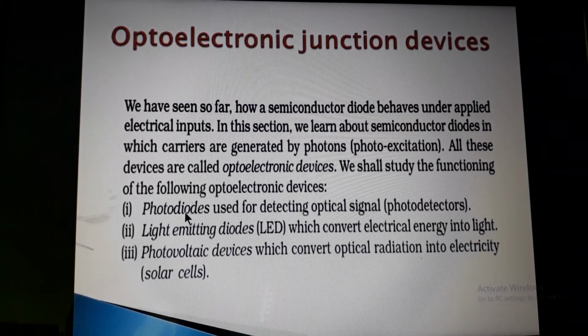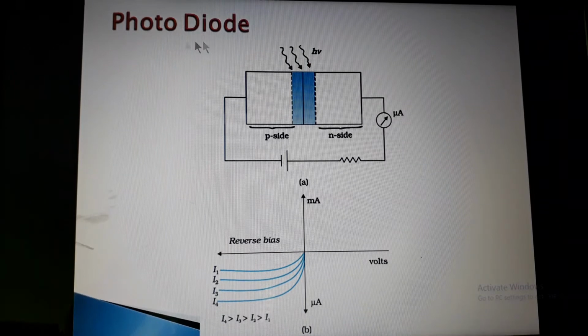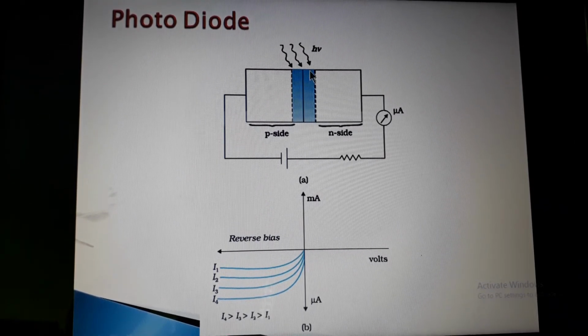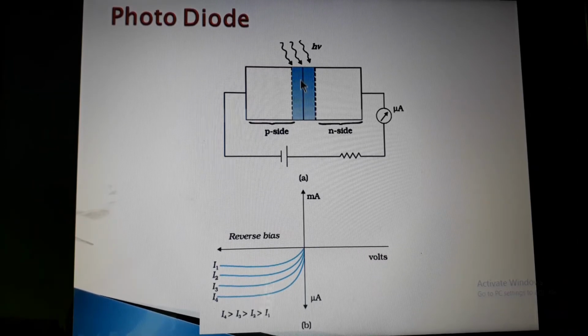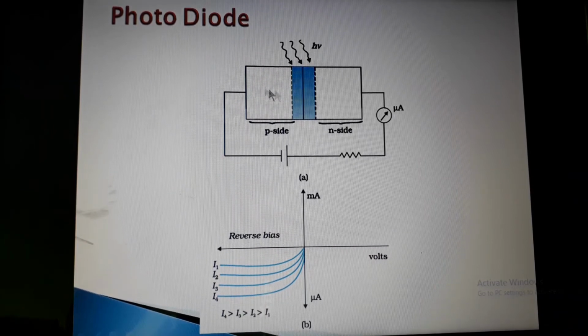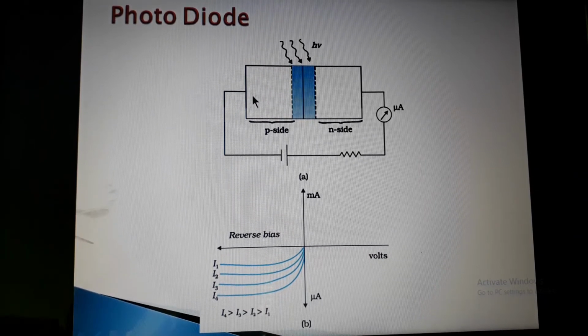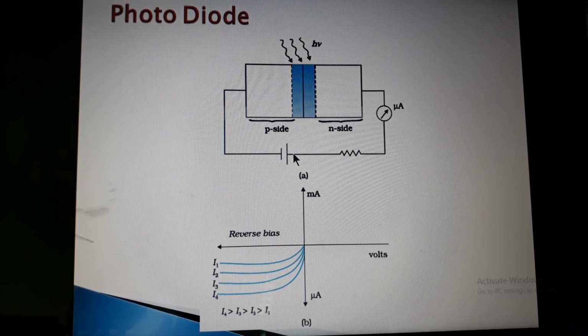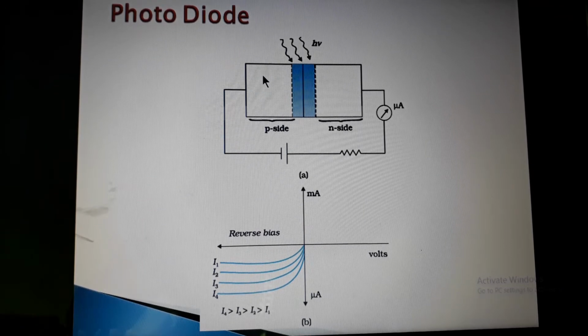So first of all, just see the photodiode. There is a P side and an N side, and you know that this is the depletion region. When solar radiation falls on the depletion region, what happens? Before the solar radiation, this PN junction is in reverse bias. Why? Because the P side is connected to negative and the N side is connected to positive. So this is the reverse bias condition.